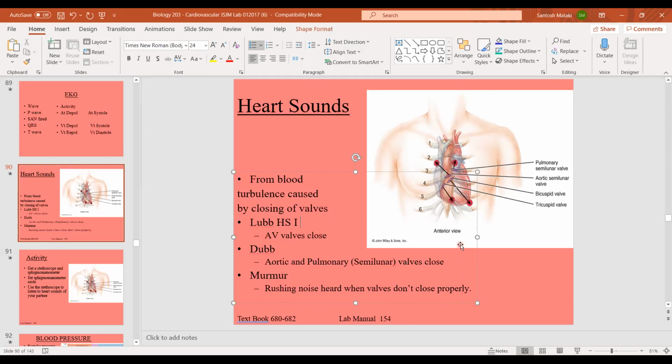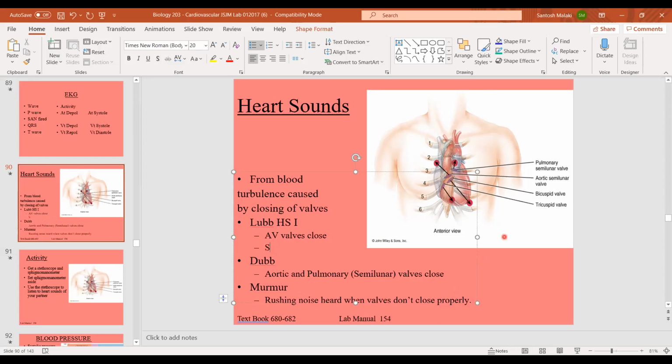And that occurs... can somebody tell me from our heart lecture, when do the AV valves close? During what activity of the heart? The atrioventricular, the tricuspid and bicuspid valves will close when the heart is doing what? When the ventricles are in what? When the ventricles are in contraction. So AV valves close during ventricular systole.